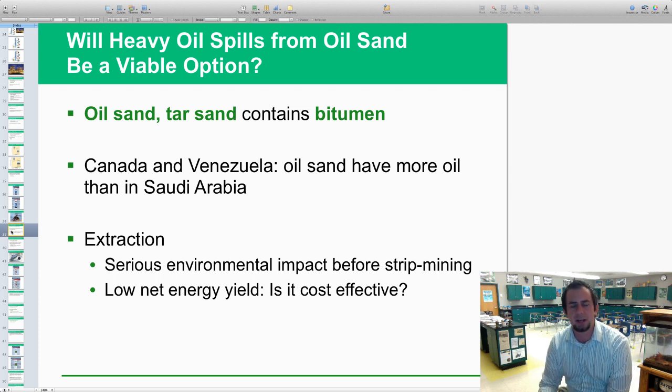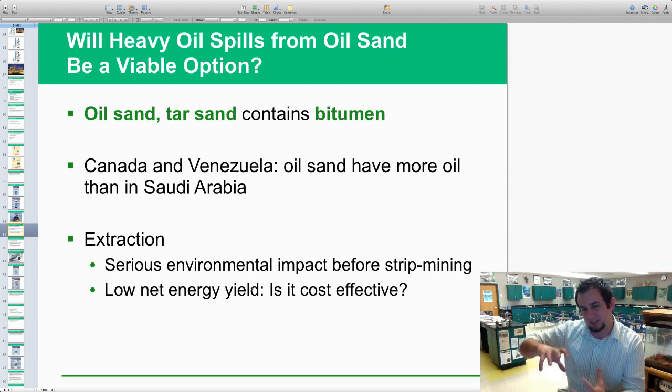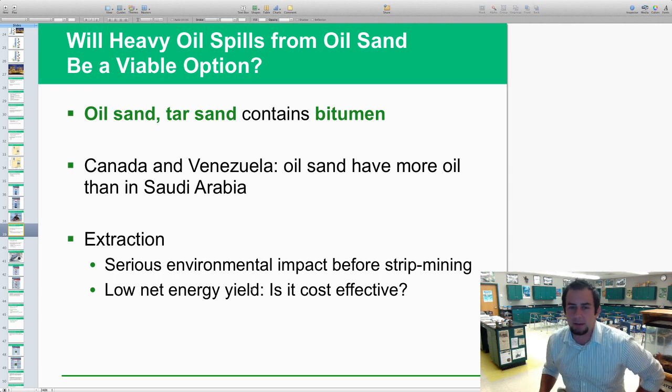Oil sand or tar sand contains bitumen. It's basically oil locked up in rock. Canada and Venezuela have oil sand and have more oil than Saudi Arabia as far as oil sand goes. The problem with it is a serious environmental impact from strip mining. So strip mining is bad. It also has a lower net energy yield because, remember, you're taking a lot of resources to get it out of the rock. Is it cost effective? Probably not, even though they have a lot of it, but that might be where we go next.